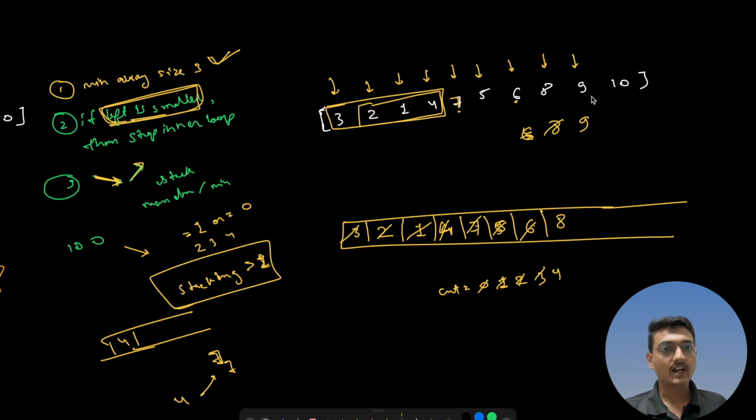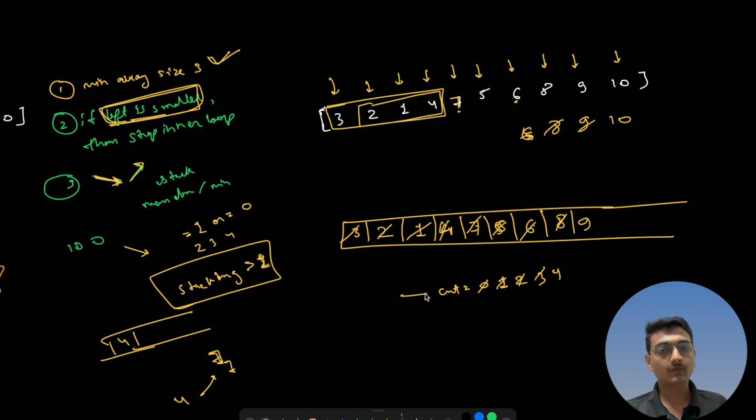Now I will wait. What I will do? I will check whether this stack top element is less. Yes, it is less. So it will not help me. I'm storing in decreasing fashion, right? So I will remove this 8. I will put a 9 here. Similarly, I will go to 10 and I will check the condition, stack size is 1.